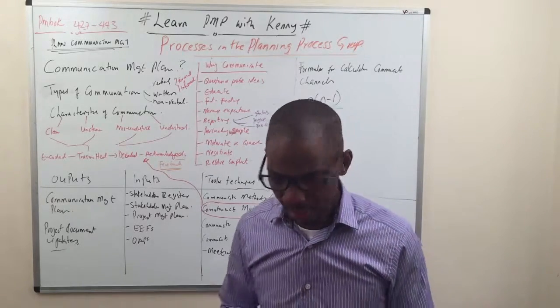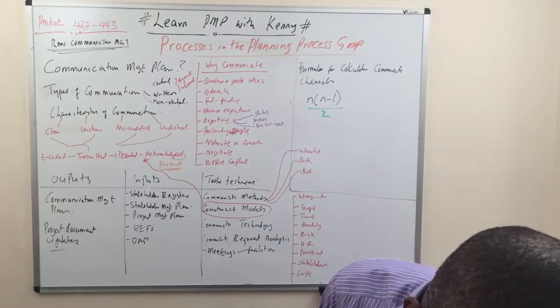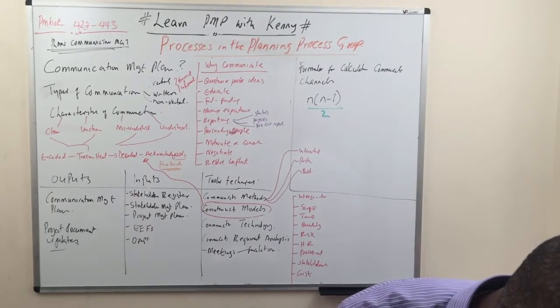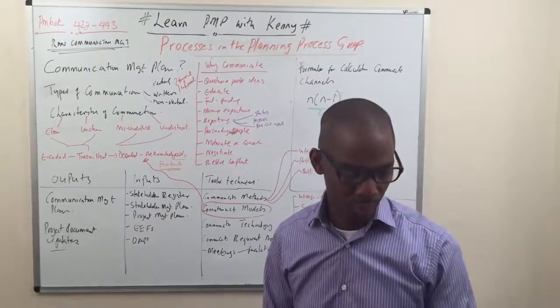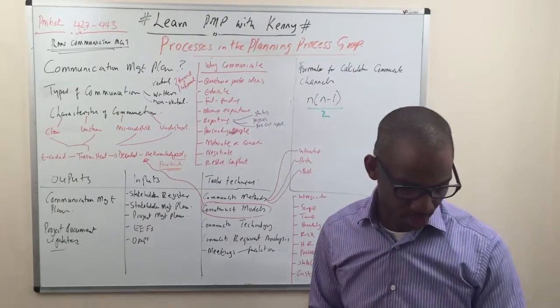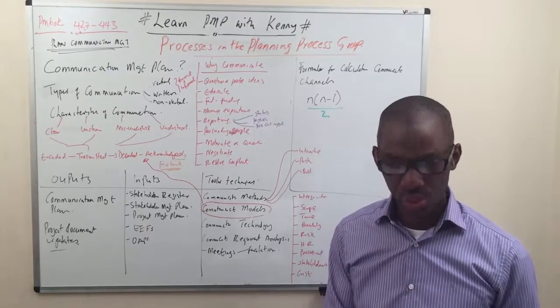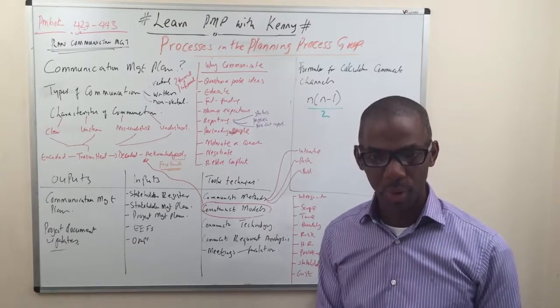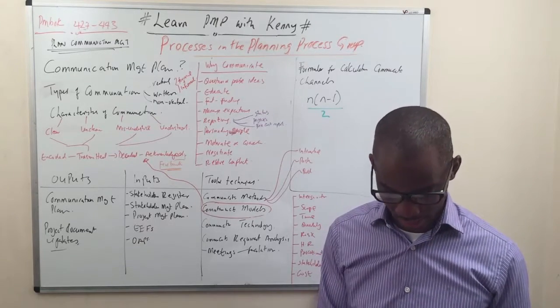Okay, let me quickly pick up the book and talk about communication technology. I left that on purpose because I wanted to actually read from the book. It says communication technology is simply the methods used to transfer information among project stakeholders, and this may vary significantly.